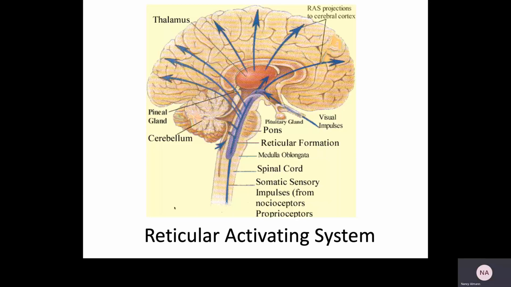Notice with regards to somatic sensory information, it does include information both from nociceptors, which are going to be pain receptors, and proprioceptors, which, you've got it, are associated with proprioception, the ability to know where you are in space.